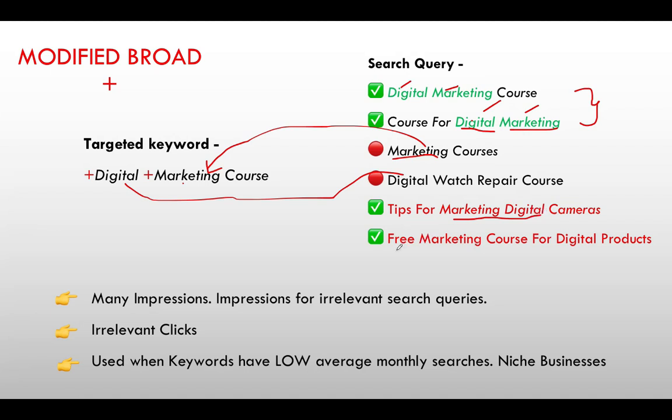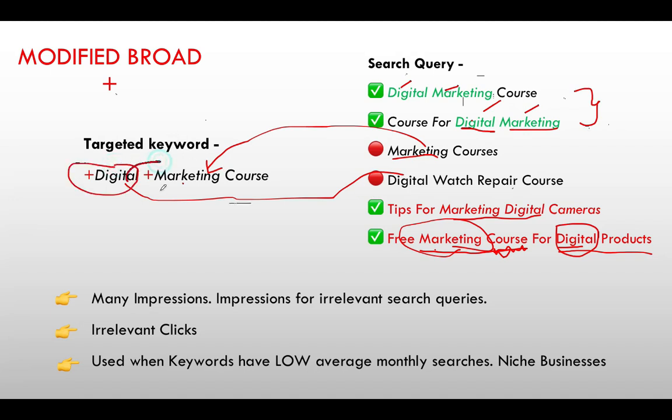In another example, if the search query is free marketing course for digital products, again, the intent of the user is something else, something different, and this keyword is irrelevant for you, but still your ad is getting triggered. Why? Because it contains the words marketing and digital. Sorry, not course. It contains the words marketing and digital, which are compulsory words which you have defined over here, digital and marketing.